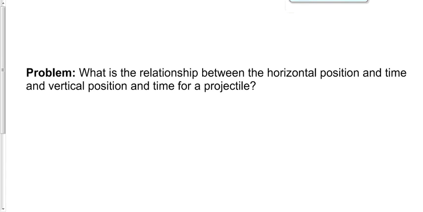The purpose of the activity that we're going to do today is to find the relationship between horizontal position and time and vertical position and time for a projectile. Listen, we know the path of a projectile is going to be a parabola. And we know what the relationship between horizontal position and time is and vertical position and time is already. Essentially what we're going to do is verify that relationship, right?